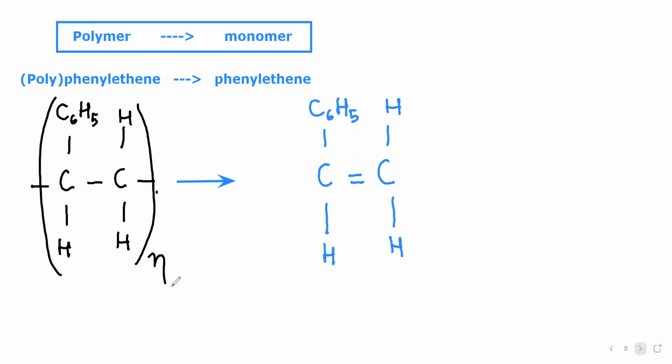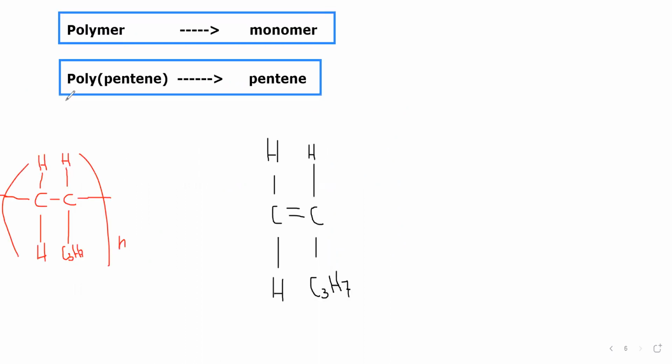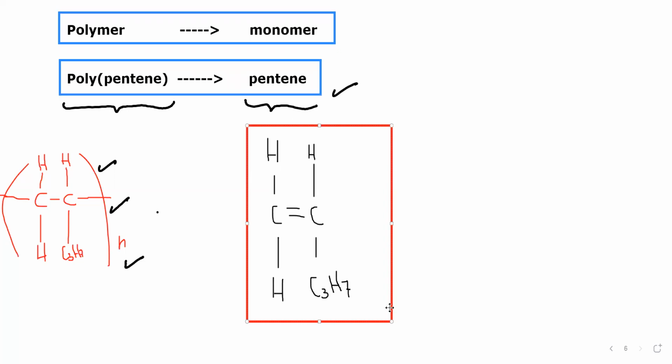Now when we go to the next example, polypentene, which is a polymer, goes to pentene, which is a monomer. So here, what do we have? Yes, we have bracket, we have continuation of bond, and we have n. And in a monomer, we will look at the double bond and make sure there is no continuation of bond. This is how we practice addition polymerization from monomer to polymer or polymer to monomer.